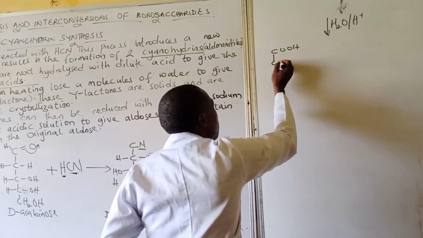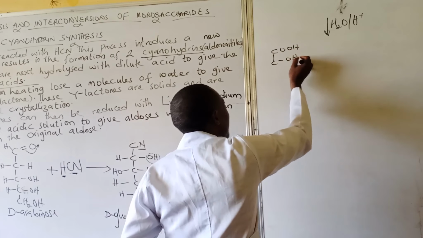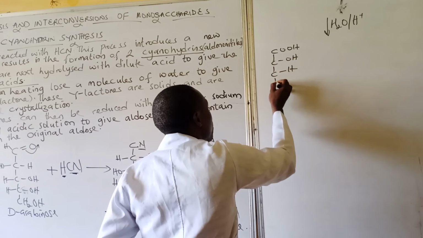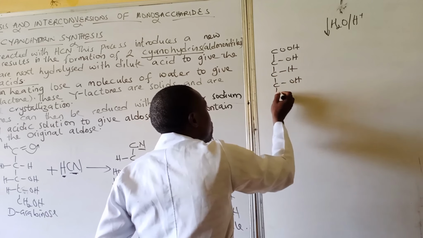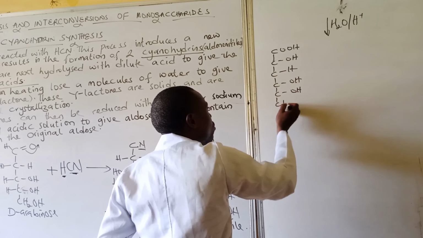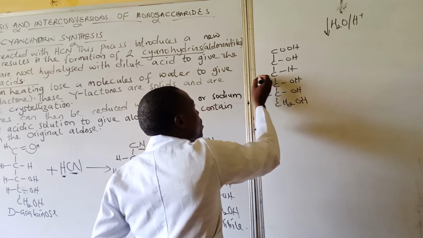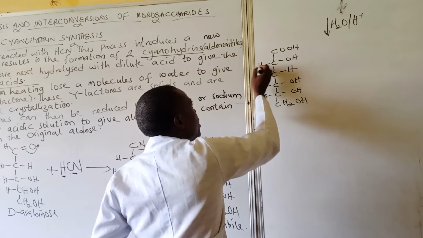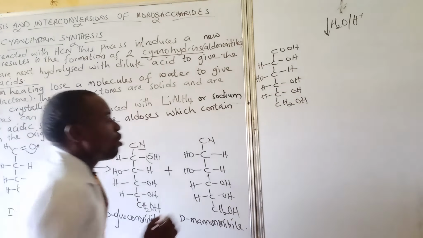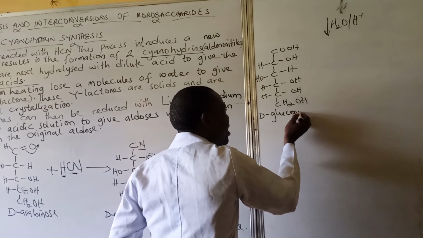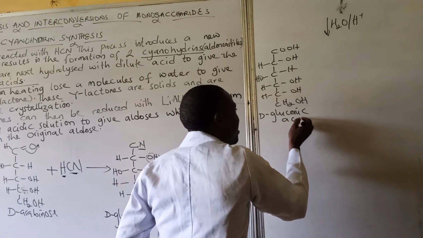Every other thing remains intact. Do not forget H. Do not forget, so we continue in this format. Then you can see it now. So this is what we call D-gluconic acid.